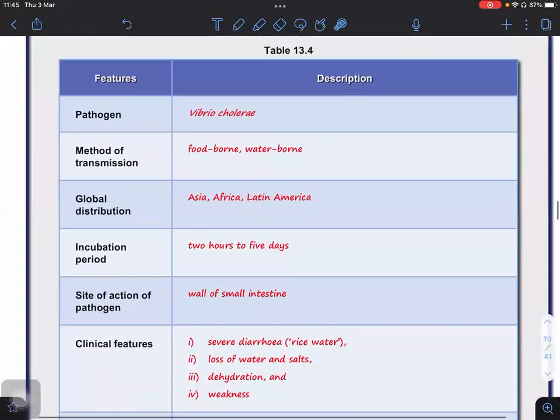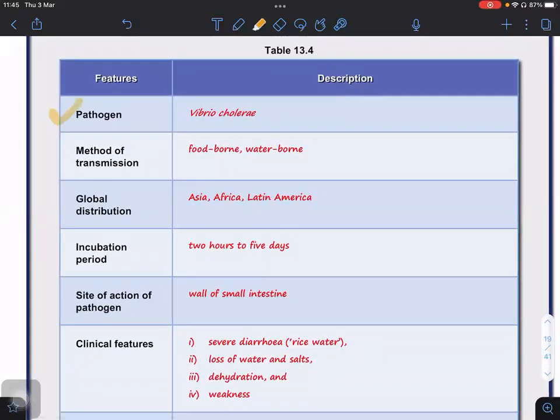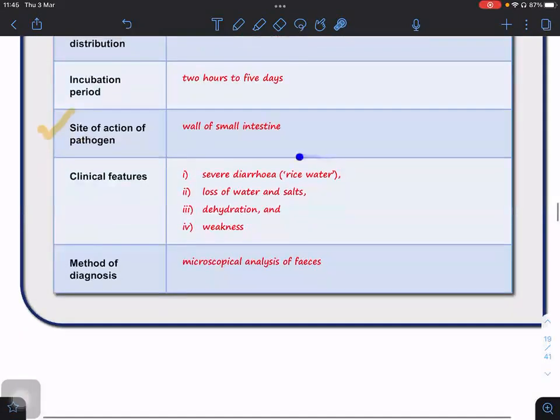Okay, so as I said, we need to know the pathogen, mode of transmission, and also site of infection. So Vibrio cholerae is a bacteria. Foodborne, waterborne, site of infection is the small intestine. Okay, so rice water stool, can you see that? It's something like a porridge. Method of diagnosis, we look at the feces under the microscope, then you can see the bacteria.